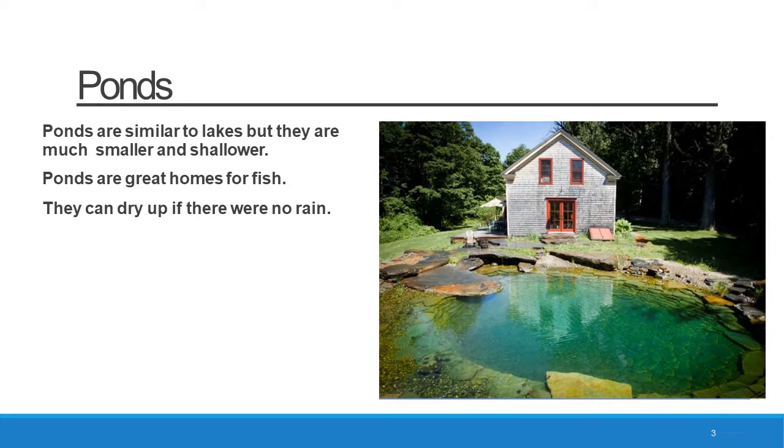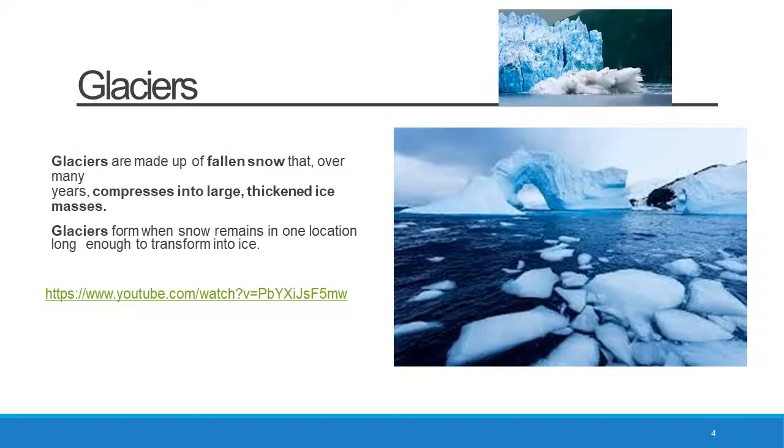Ponds. Ponds are similar to lakes, but they are much smaller and shallower. Ponds are great homes for fish. They can dry up if there is no rain. So when the lakes are very small, we call them ponds.